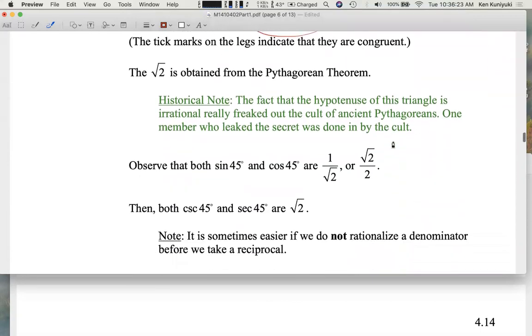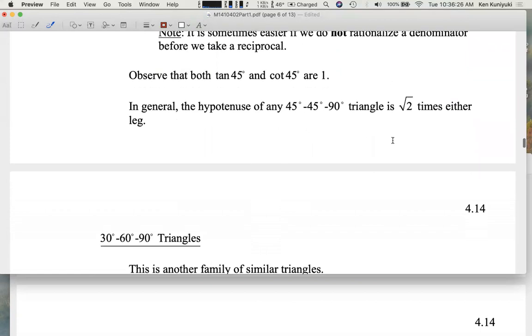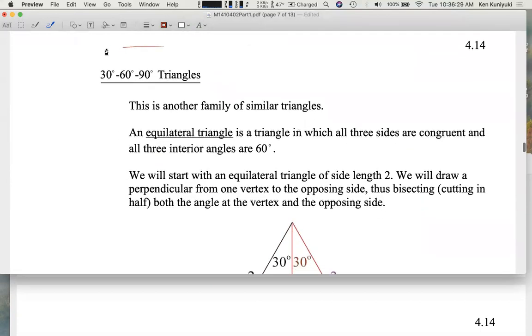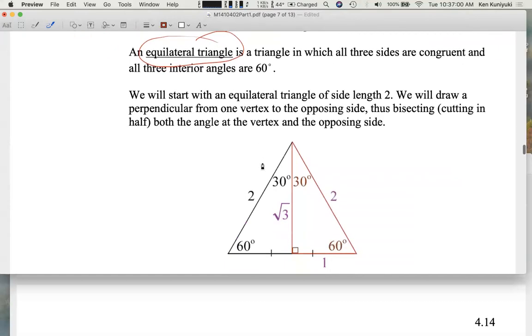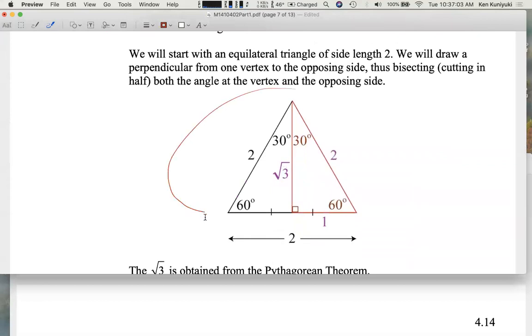All right. So what about 30 degrees and 60 degrees? Well, we're going to look at this second family of similar right triangles, a second family of important, special, similar right triangles, 30, 60, 90 degree triangles. Now, it turns out that in order to analyze these, it's easy to begin with an equilateral triangle, a triangle in which all three sides are congruent, they have equal lengths, and all three interior angles are 60 degrees. So we're going to start with this equilateral triangle over here.